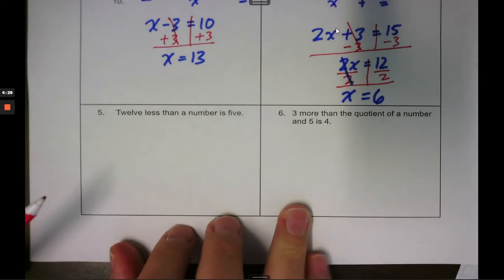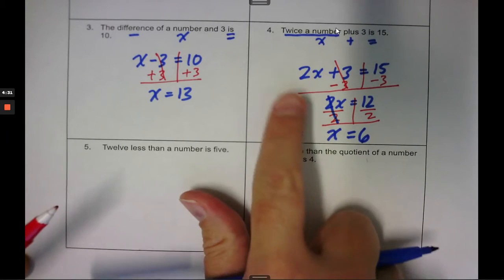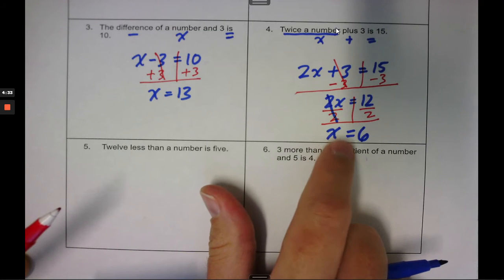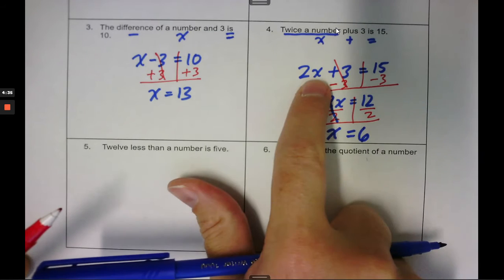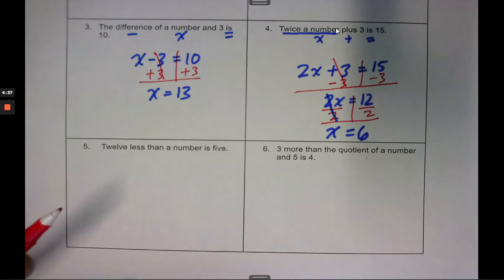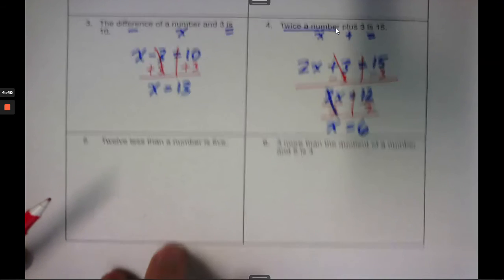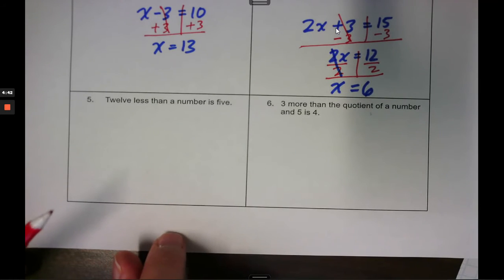Okay? If at any time you're unsure, if you've solved it correctly, you could take your answer, 6, and plug it back into your equation and see if you get 15. If you do, then you've done it correctly, assuming you wrote your equation down correctly.